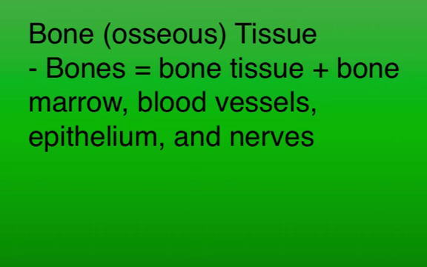Bone or osseous tissue is the second type of supporting connective tissue. Bone tissue is different from bones themselves. Bones are organs made up of bone tissue, as well as marrow, blood vessels, epithelium, and nerves, while bone tissue refers specifically to the mineral matrix that forms the rigid sections of the organ.